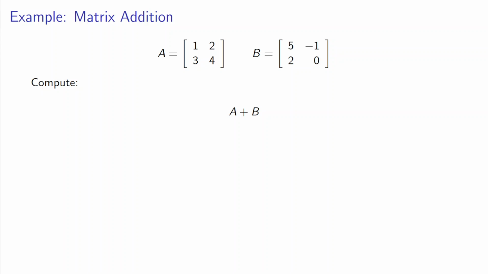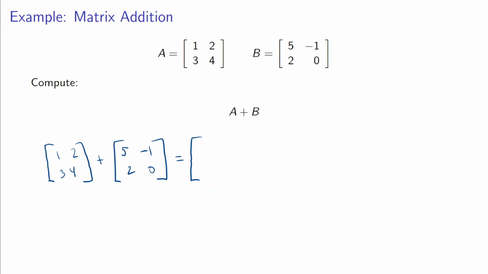So let's take a look at an example. You can see we've got these two matrices here, A and B. We're going to consider their sum, A plus B. So we want to write this out. So A, 1, 2, 3, 4, plus matrix B, 5, -1, 2, 0. And the result will be a 2 by 2 matrix. These are each 2 by 2 matrices, so we can add them together. They're the exact same size.